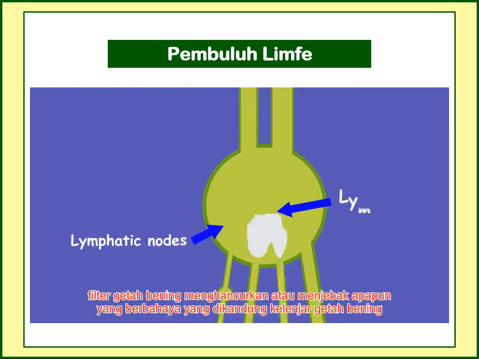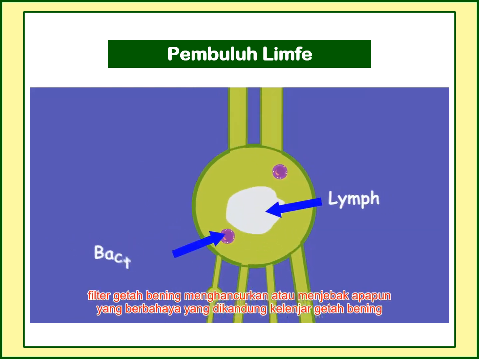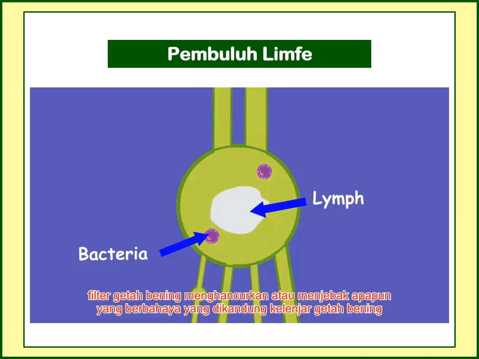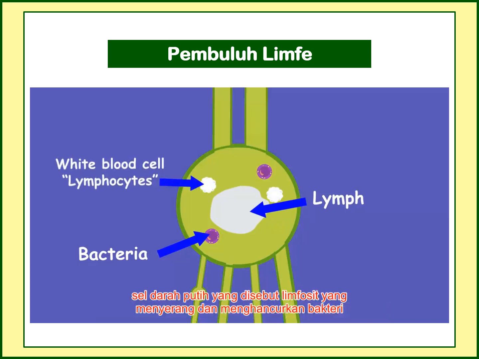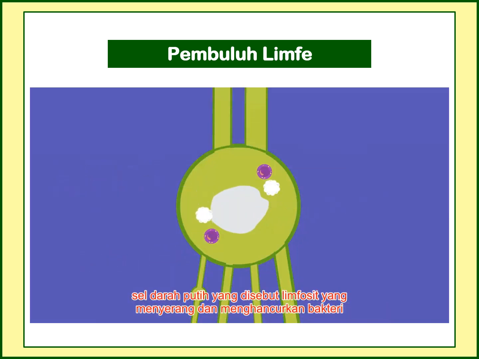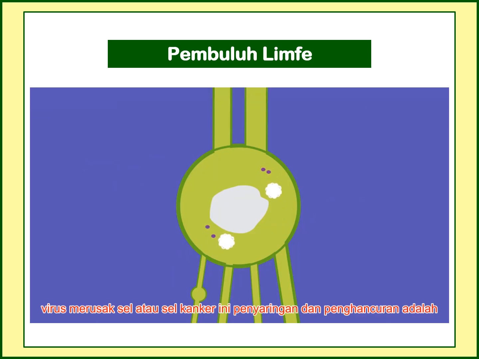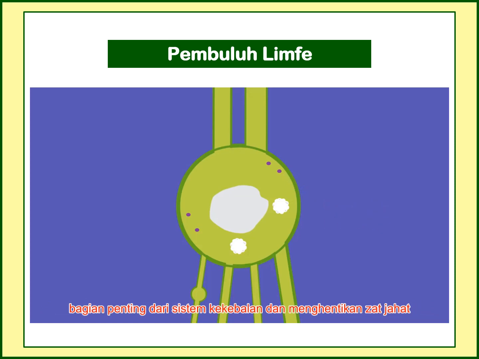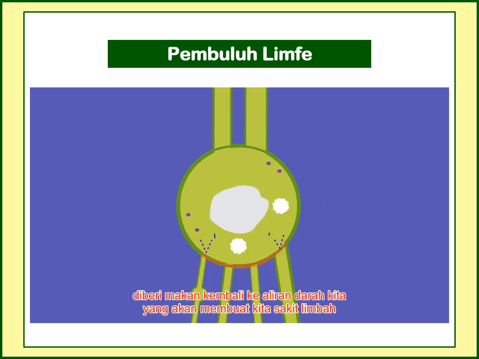The lymph nodes filter the lymph, destroying or trapping anything harmful. The lymph nodes contain white blood cells called lymphocytes, which attack and break down bacteria, viruses, damaged cells, or cancer cells. This filtering and destroying is an important part of our immune system and stops nasty substances being fed back into our bloodstream, which would make us sick.